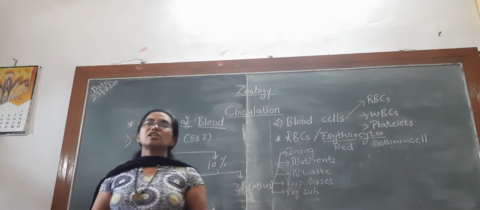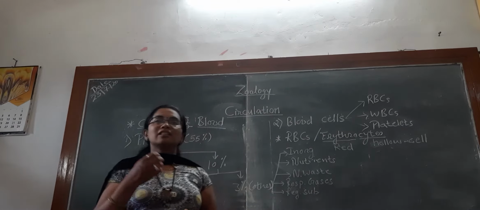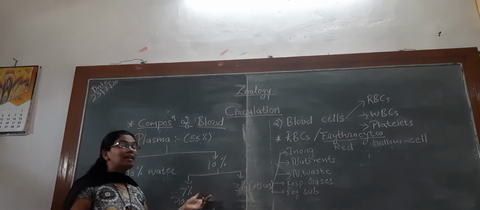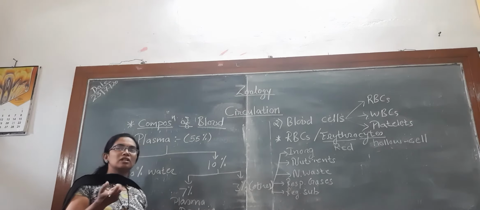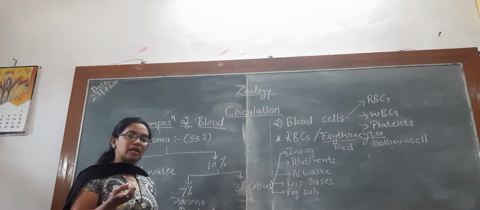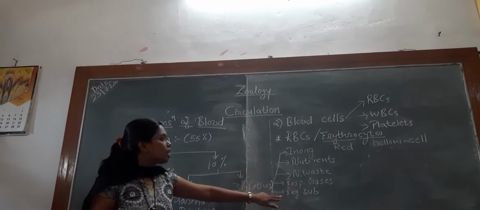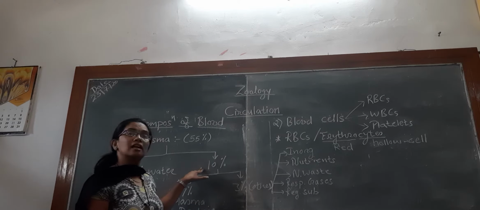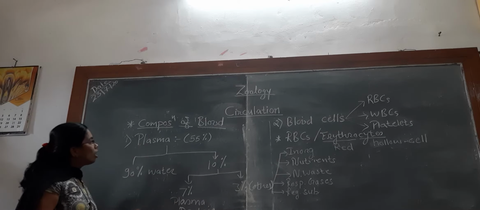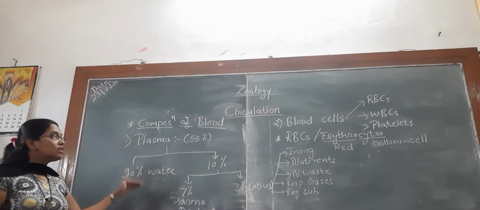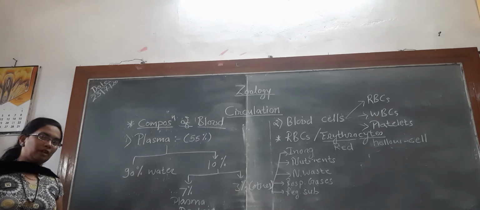So regulatory substances mean enzymes and hormones, which are again present in the blood. We know that hormones are secreted by endocrine glands, so they are directly poured into the bloodstream. So this hormone is again present in the plasma. So these are all part of the plasma, which is the fluid part of the blood.